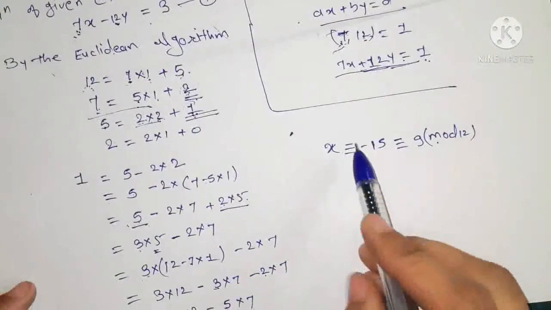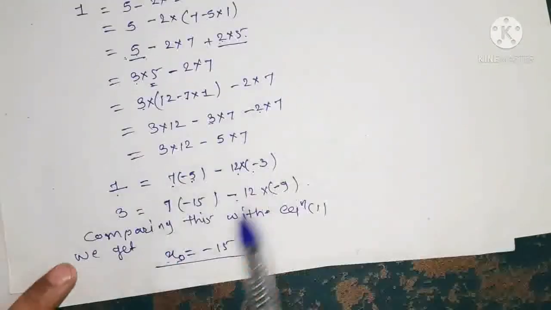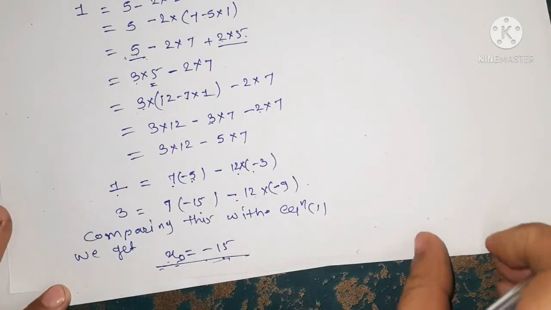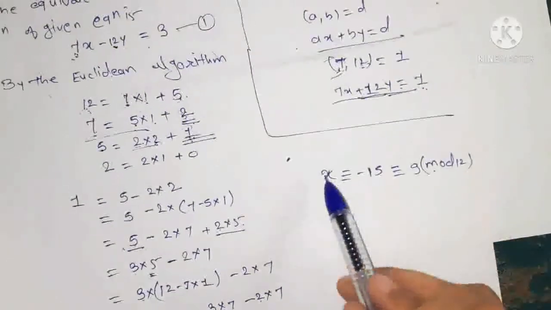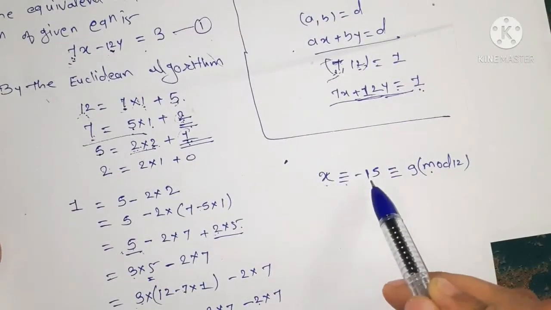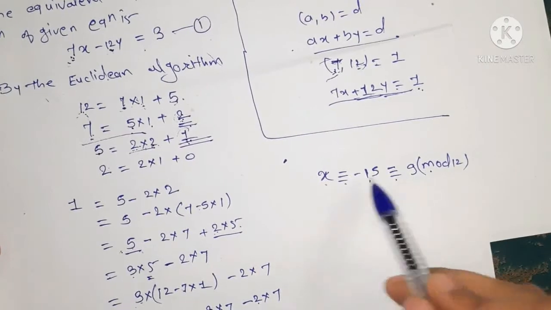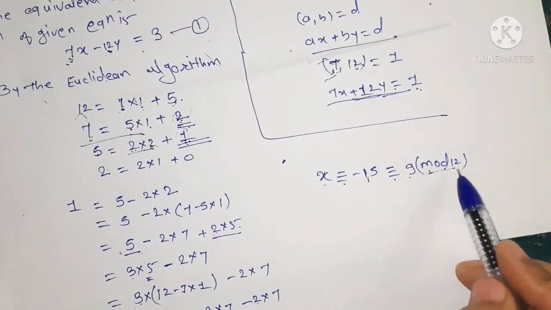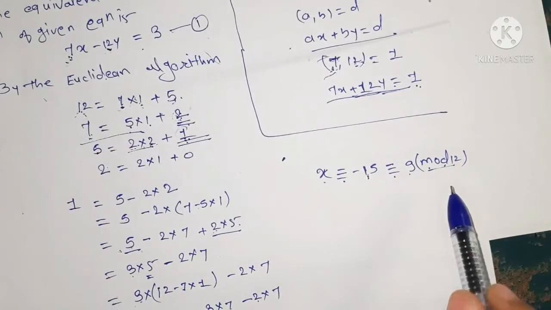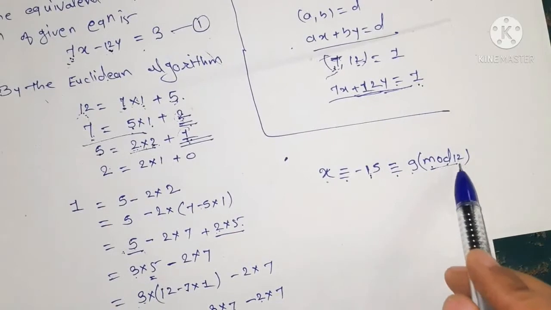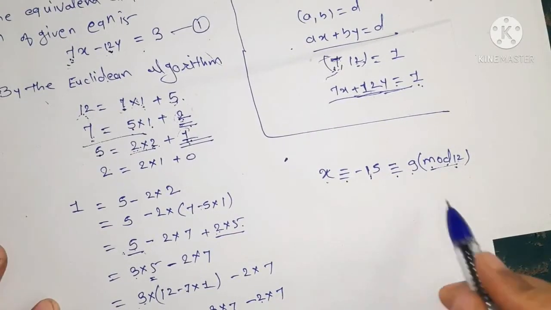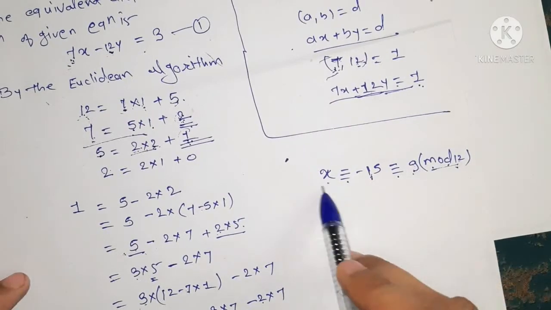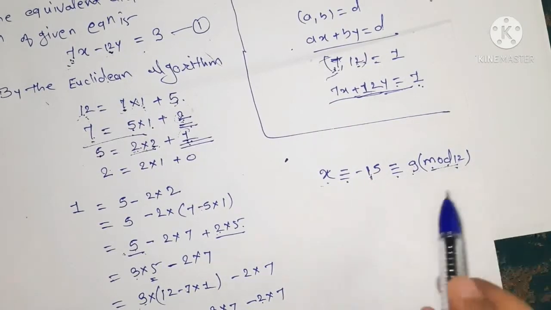Okay, that is because here our first solution x0 is obtained here. Now from this solution we can write our first solution of the linear congruence: x is congruent to minus 15, which is congruent to 9 under the modulo 12. This is because 12 times 2 is 24, and 24 minus 15 is congruent to 9, right? So x is congruent to 9 modulo 12.